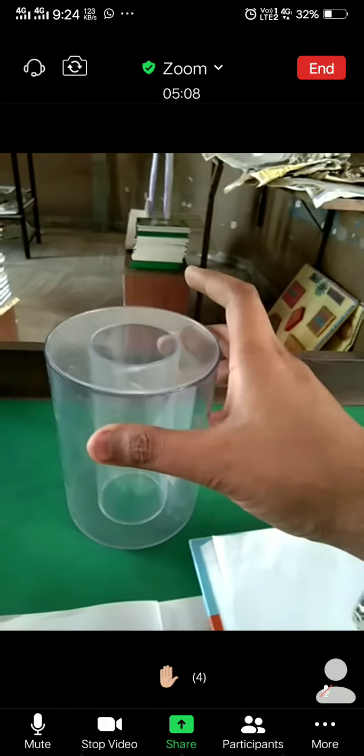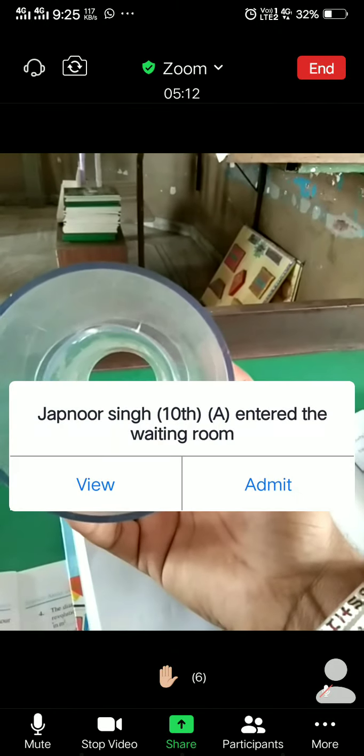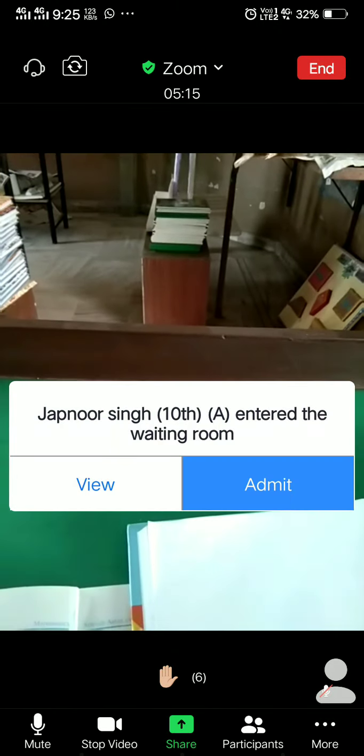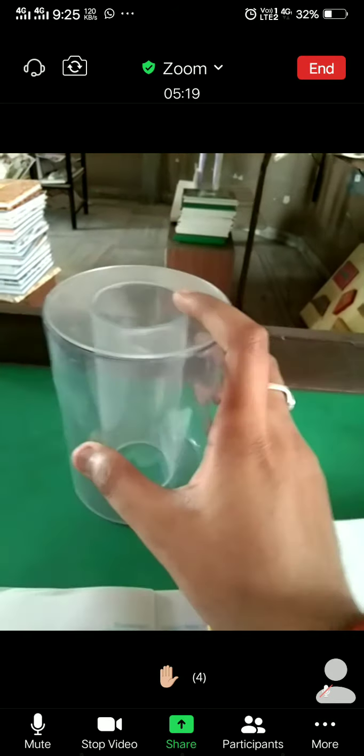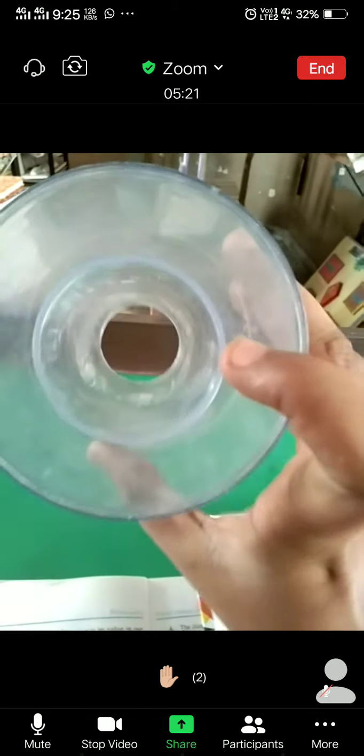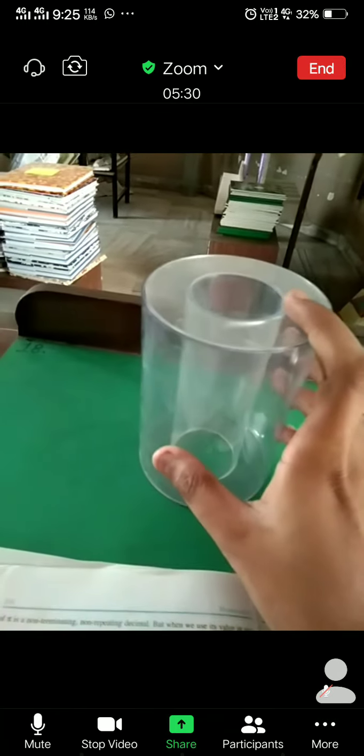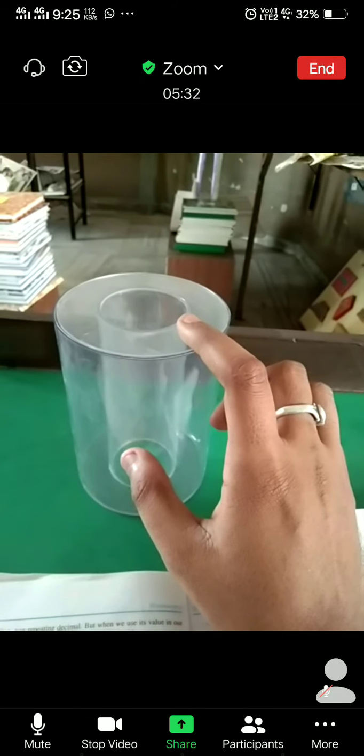This shape is called a hollow cylinder. It's like a hollow cylinder. You can see we can look through in between. We have to find the total surface area.